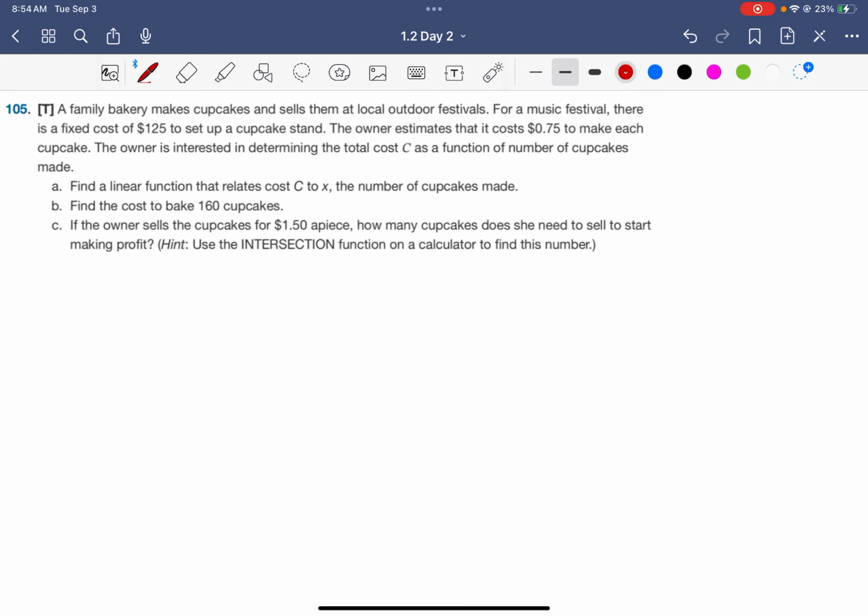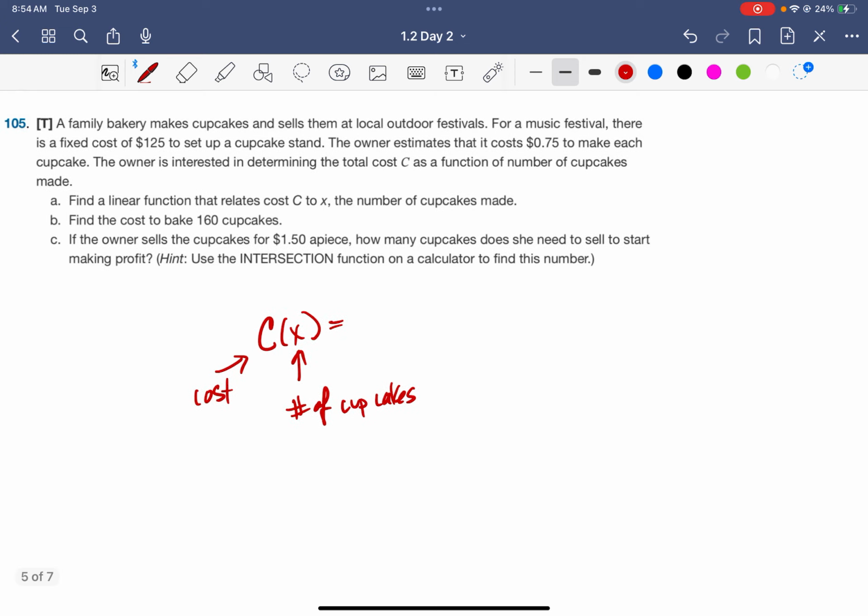Family Bakery Cupcakes sells them at an outdoor music festival. There's a fixed cost of $125 to set up the stand. So they want C of X. That's the number of cupcakes, and this is the cost. There's a fixed cost. That's going to be my initial value. That's what we start off with. So we're going to have some MX plus B.